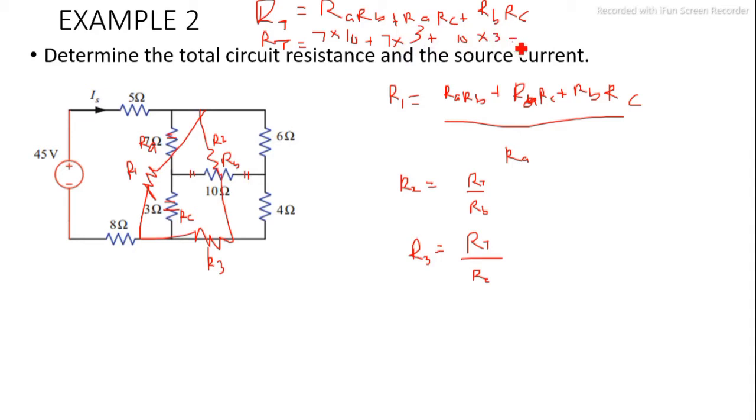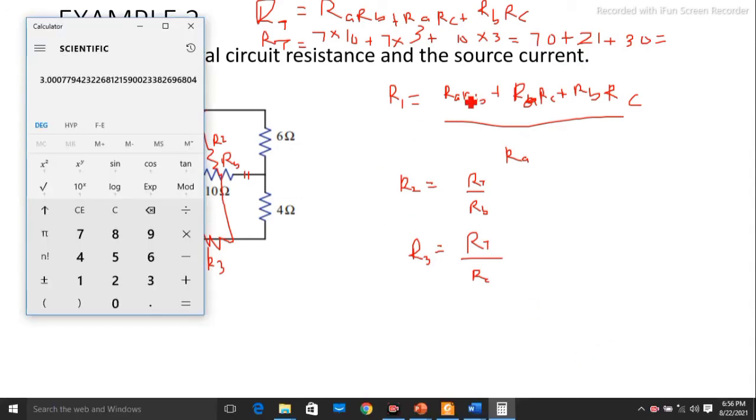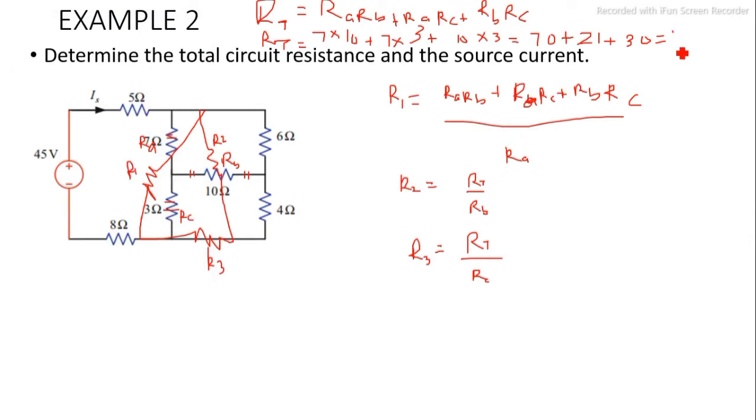So that means RT equals what? 7 times 10, that's 70, plus 7 times 3, that's 21, plus 10 times 3, that's 30. So 70 plus 21 plus 30, that's 121. So that means our R total is what? 121 ohms. So this is RT, 121.